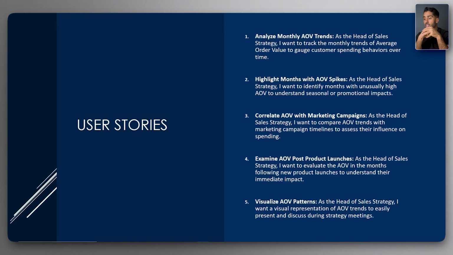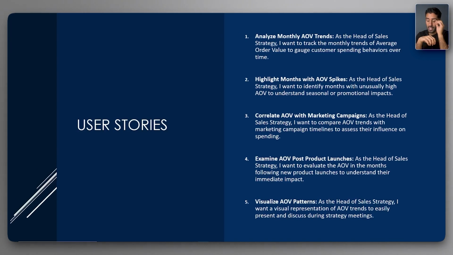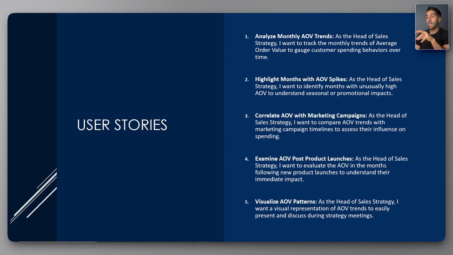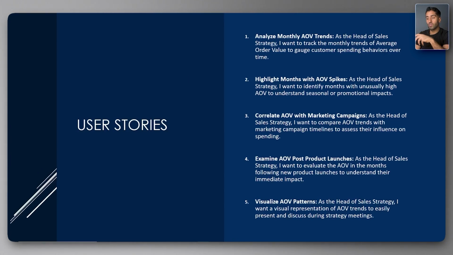Number 5, visualize AOV patterns. As the head of sales strategy, I want a visual representation of AOV trends to easily present and discuss during strategy meetings. So based on this email, these are the user stories that I have derived. That means this is what I want to focus on when I'm checking off my work, to make sure that I have solved something for the person who asked me to solve something for them.